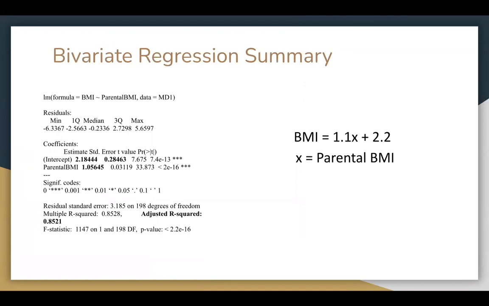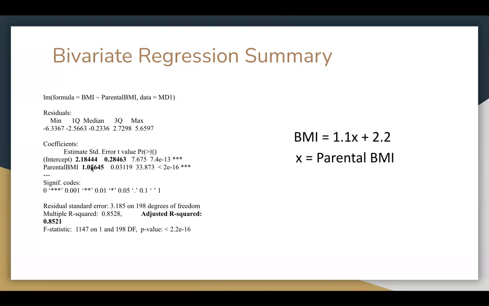Using the numbers as a summary is going to help us get a more detailed look at the data and understand the relationship more deeply. First we'll look at this intercept here. This is what would happen if the x value were 0. That means that if our parental BMI was 0, then our BMI would be about 2.2. And this indicates that for every unit of change in parental body mass index, we expect a 1.05 increase in BMI. So these are our parameter estimates.